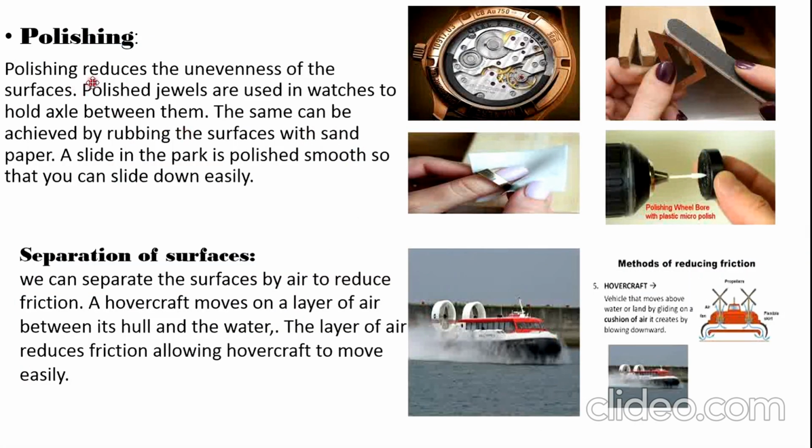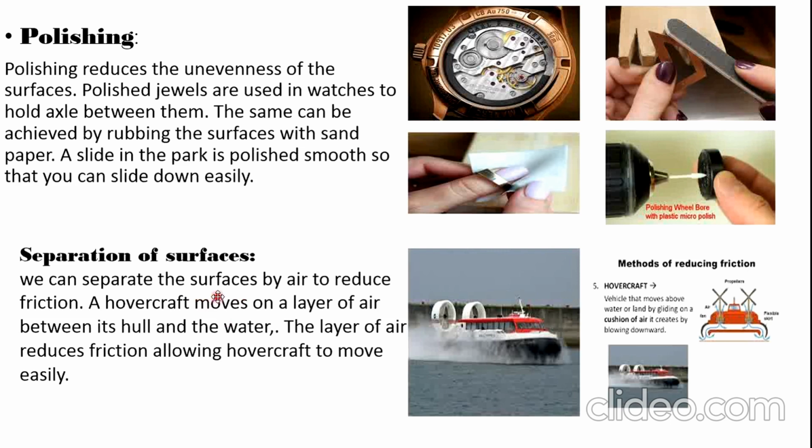Polishing. Polishing reduces the unevenness of the surfaces. Polished jewels are used in watches to hold the axle between them. The same can be achieved by rubbing the surfaces with sandpaper. A slide in the park is polished smooth so that you can slide down easily.